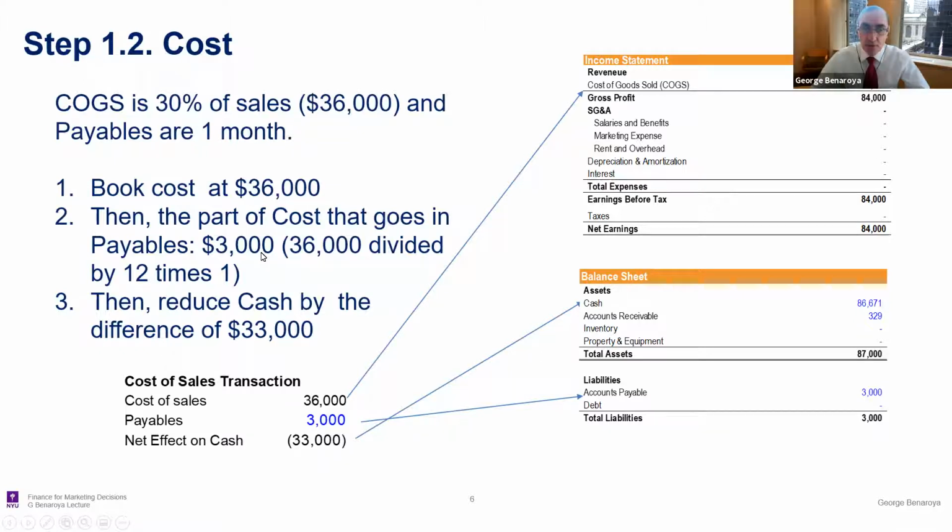And she will put the difference of what she has paid into cash. So she would say, my cost was $36,000. And for the full year, looking on December 31st, I owe $3,000 and I paid with cash $33,000. So my cash has now been reduced by $33,000 from the previous transaction.